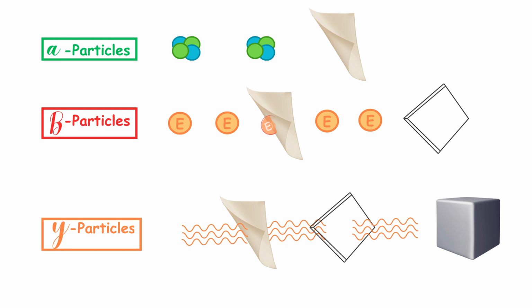So to quickly recap, alpha particles are made of 2 protons and 2 neutrons and are stopped by paper. Beta particles are electrons and are stopped by thin aluminum. Gamma rays are electromagnetic waves and need thick lead to be blocked, and neutron radiation involves the ejection of a neutron to increase stability. That's everything for this video.